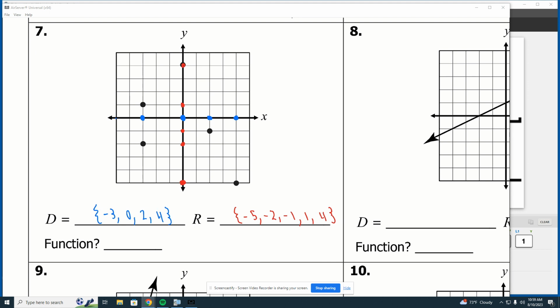Okay, last question. Does this one pass the vertical line test? No, look, right here, right off the bat, right there, I'm hitting 2 points at the same time. It does not pass the vertical line test, therefore, not a function. Questions about that? Okay, we're about to change over.